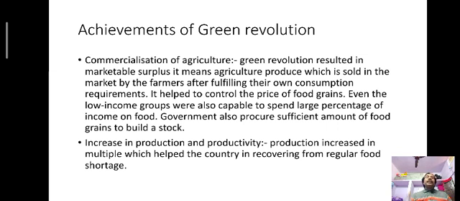Here we have noticed three important things: due to the commercialization of agriculture, the market was flooded with different crops. Second, it reduced the price of the products. And third, the government was also able to make buffer stocks.